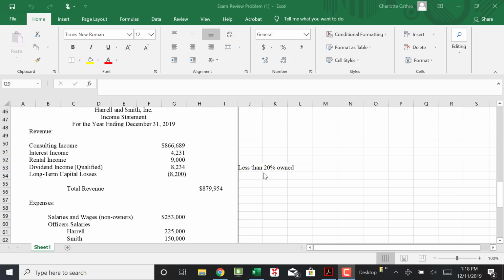That doesn't adjust the taxable income, but after you figure out the taxable income, there's an adjustment for that dividend income, for the dividend deduction.